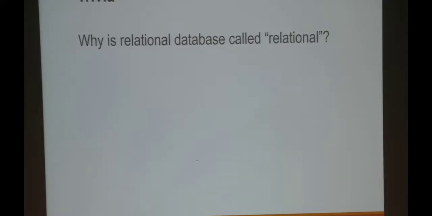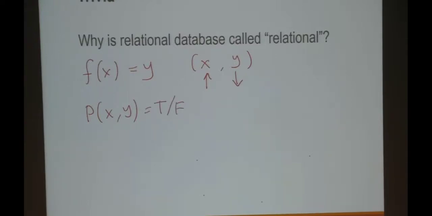If you have a function f, given the value of x, you get y. Which means that you can write it down as x is an input, and y here is an output. In the case of predicates, instead of a function, you have a predicate with x and y. The return value is always true or false. We say that x, y is in a predicate if the result of the predicate is true. In this case, both x and y are inputs.